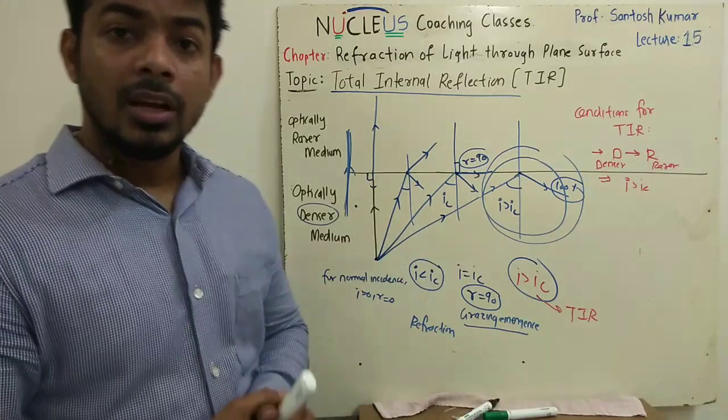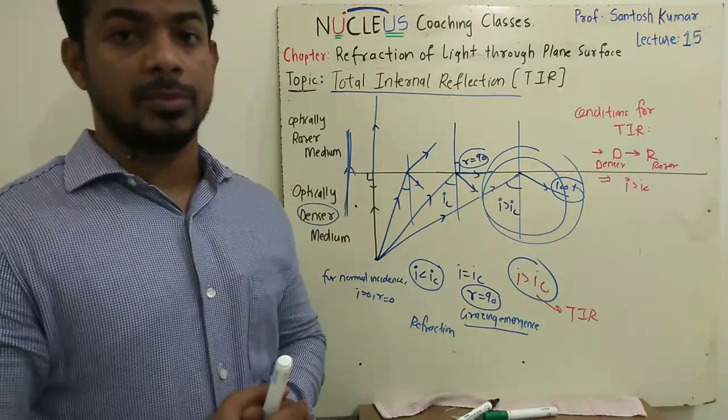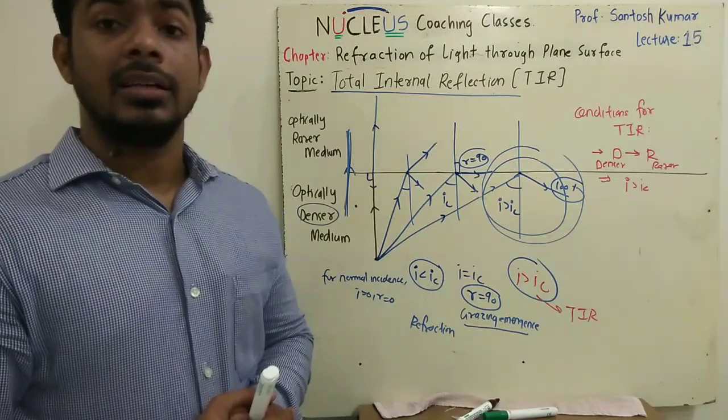In the next section, we will learn about the total internal reflection of light through glass prisms, for which the critical angle is 42 degrees.